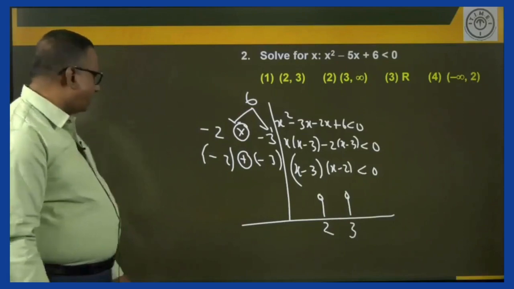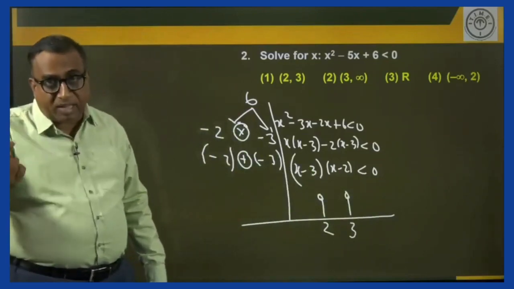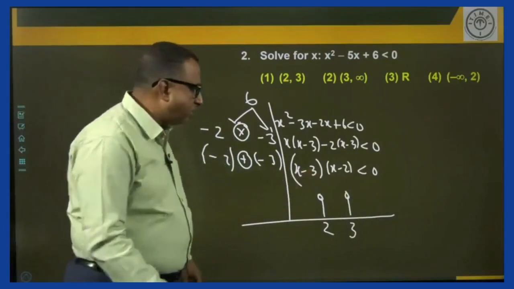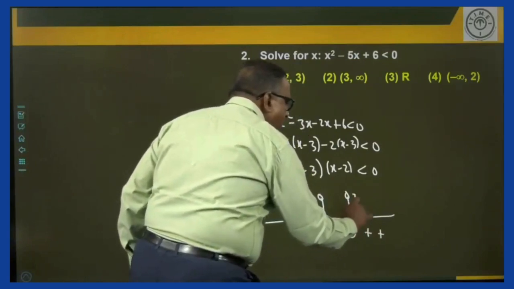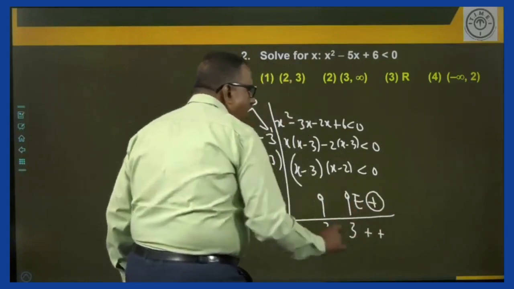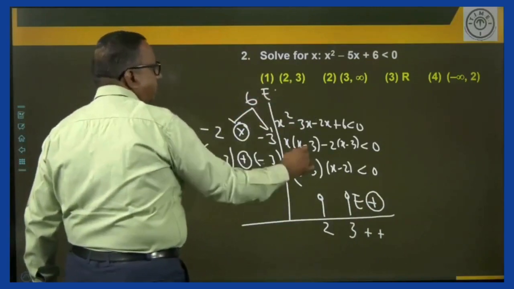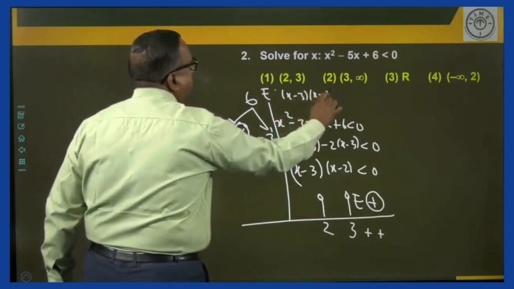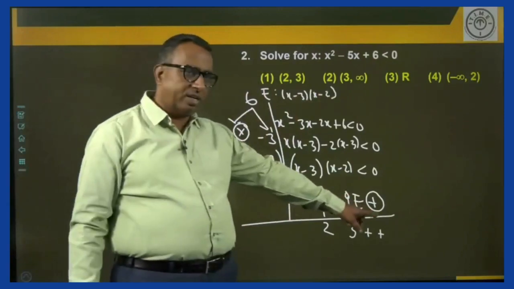If you put any number more than 3, if x is more than 3, say if you put 4, 4 minus 3 is positive, 4 minus 2 is also positive. So, what is happening? The expression is positive. And I will say E for expression. What is the expression under consideration? The expression is x minus 3 into x minus 2. It is positive here.